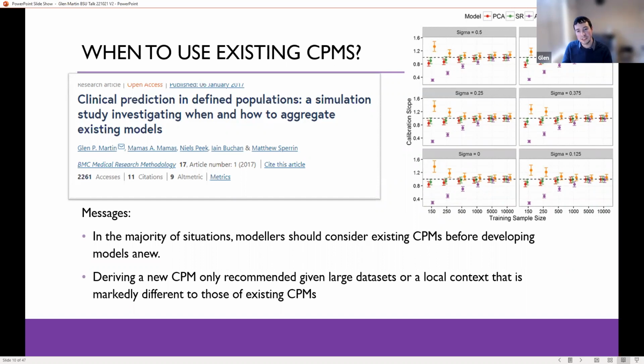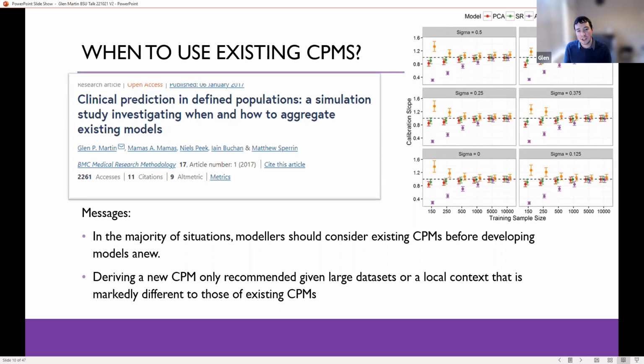On the y-axis there, we've got calibration slope, which for anyone that doesn't know, is an assessment of overfitting, where essentially what you want is a calibration slope of 1, and anything less than 1 indicates overfitting. And then on the x-axis, we have the size of the data set that was available to develop the new model, so the size of data available in this new country. The purple dots and the yellow dots here are two methods to essentially develop a new model in each panel, whereas the red and the green are two different aggregation methods, so combining the existing models.